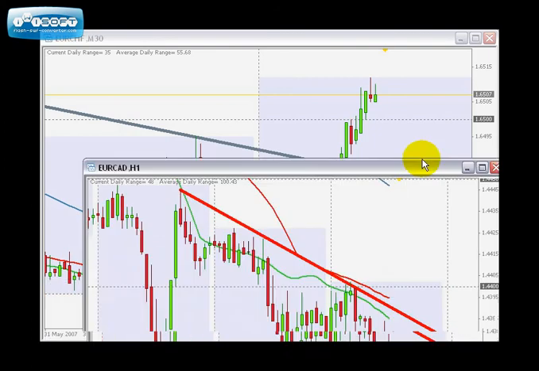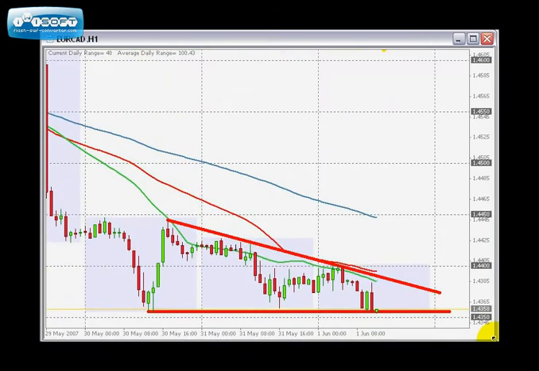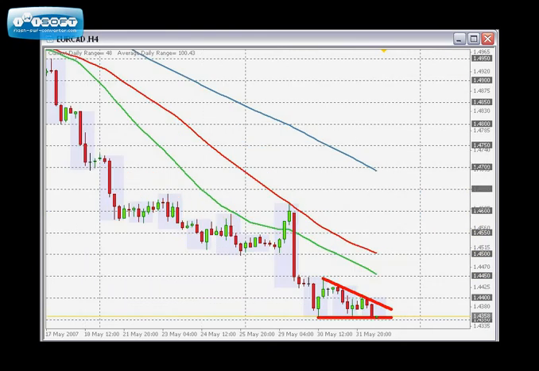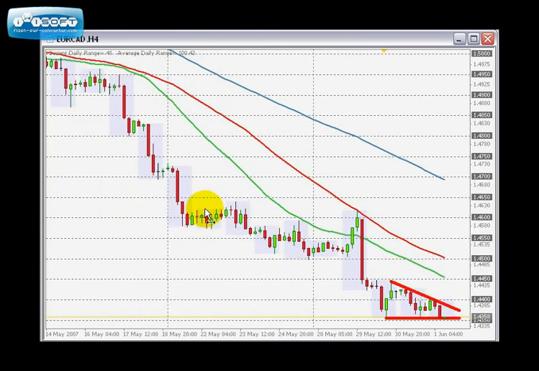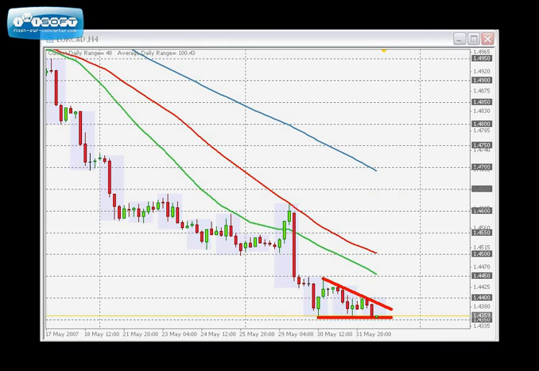Let's go now into the Euro Canadian dollar. This is the second chart I'm following today. In the 4 hour chart, we see a nice downtrend with the moving averages again all placed the way I like them to be placed, as I explained in the course that I'm preparing.